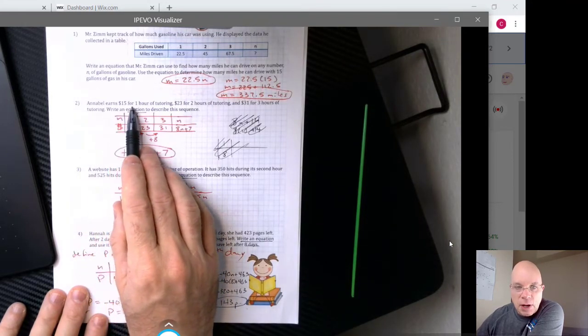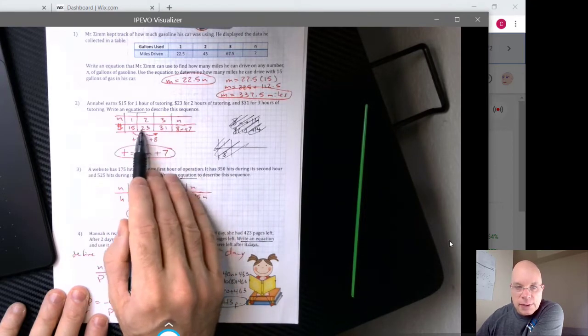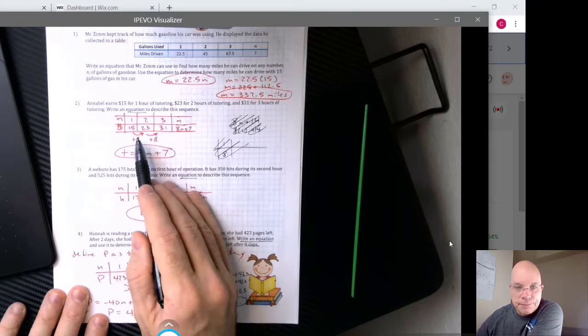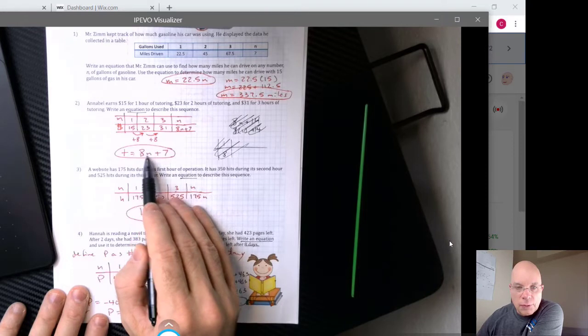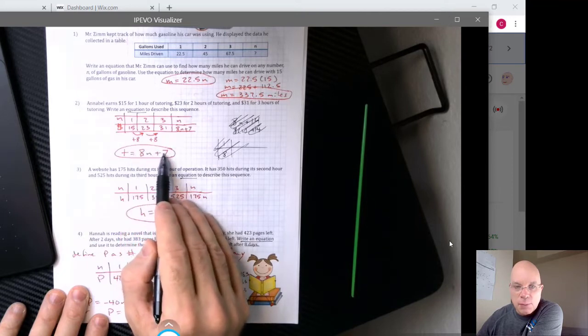If she earns $15 for 1 hour of tutoring, $23 for 2 hours, you've got a sequence, an arithmetic sequence. It's going up by 8 every hour. So you would start the rule with 8n, and then realize that if n is 1, 8 times 1 is 8, but I need 15, I need 7 more than that.